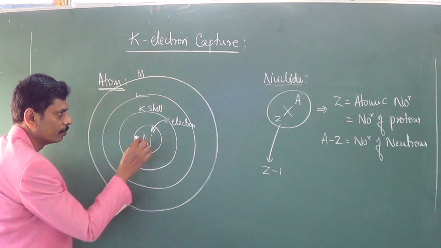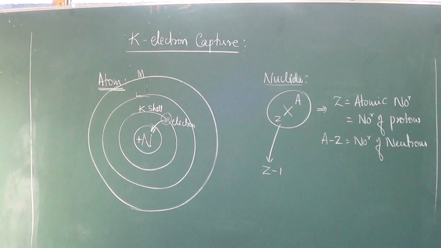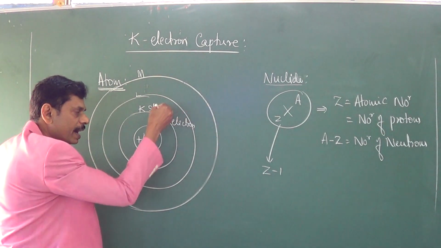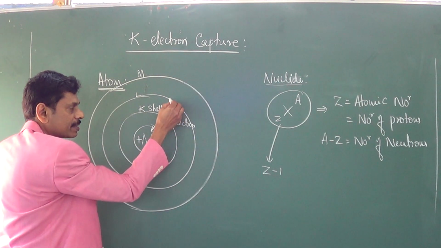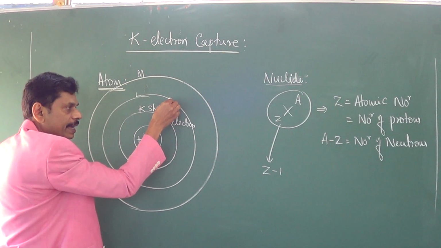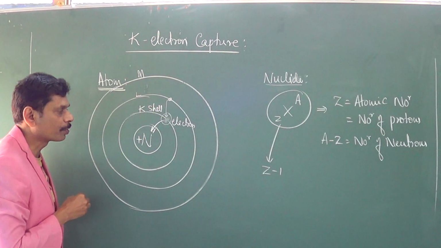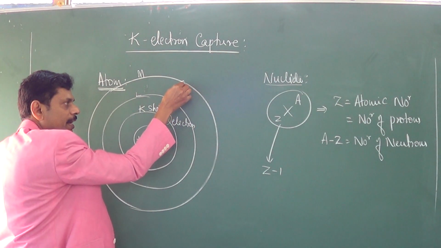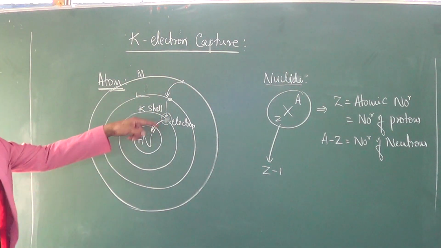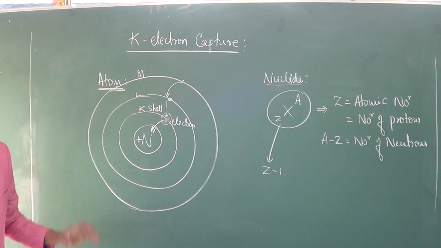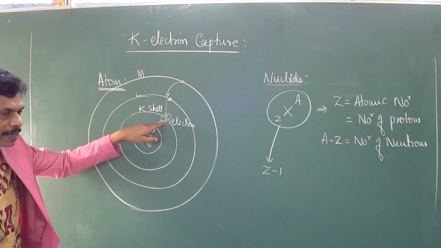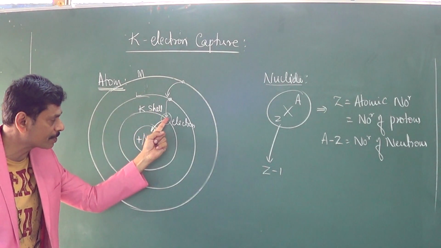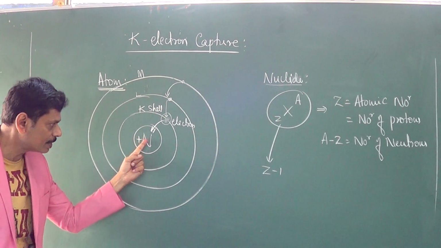Now, when this electron is removed, a vacancy is created. That vacancy is then filled by a rearrangement of electrons. The electrons present in the L shell or M shell may occupy this particular vacancy, and then another vacancy is created, which an M shell electron occupies. Like that, electron rearrangement takes place. Why is the vacancy created? Because the K shell electron fell inside the nucleus, which is in the excited level.